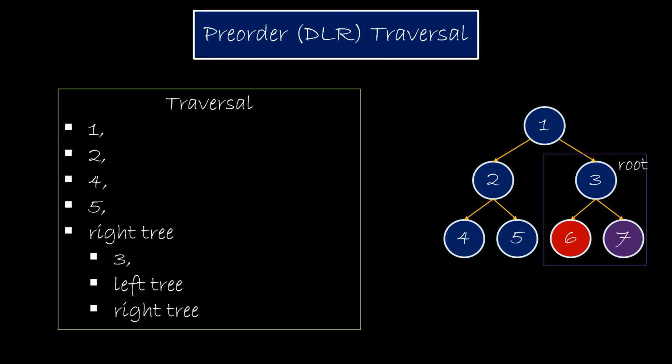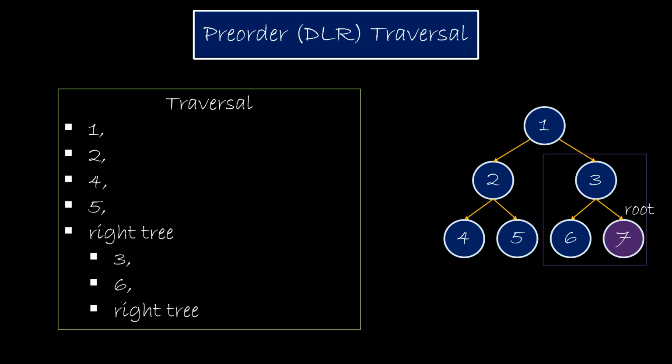For this tree, we process the root, that is node 3, and then we will process left and right subtree for this node. Moving to its left, we process the root, and as it is a single node, we do not need to go further down. So we just add 6 in the result.